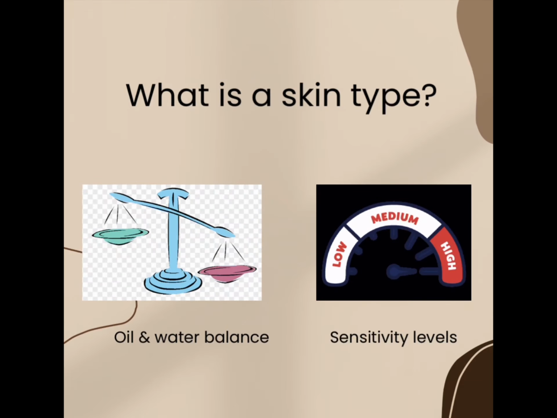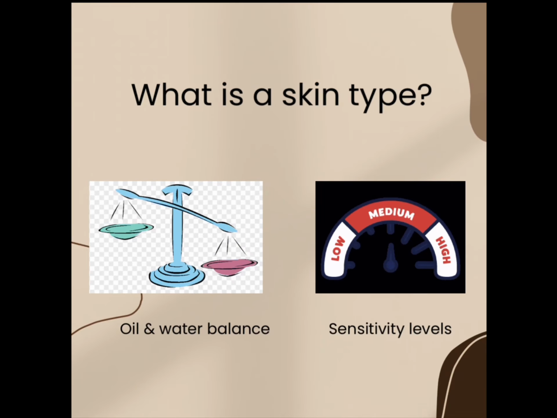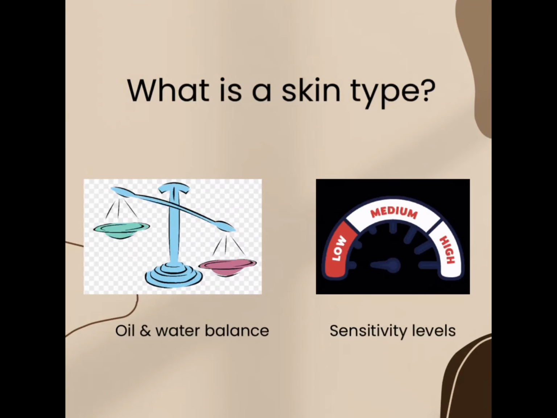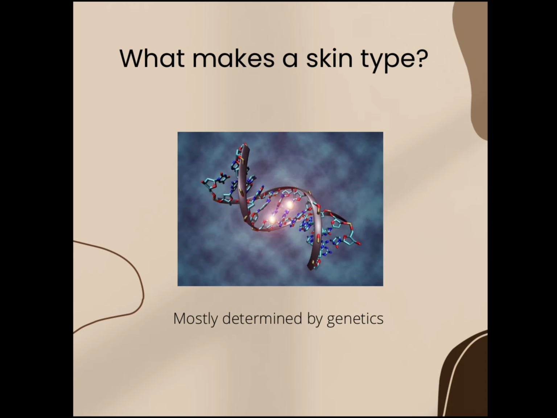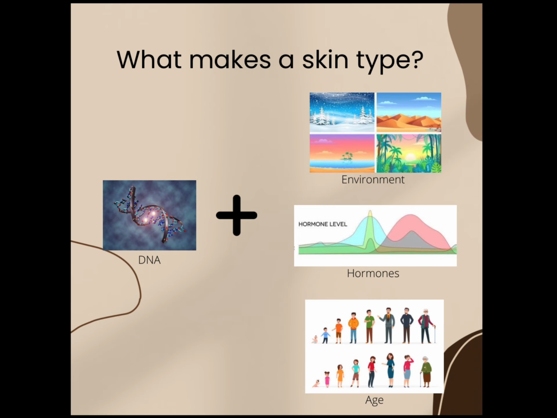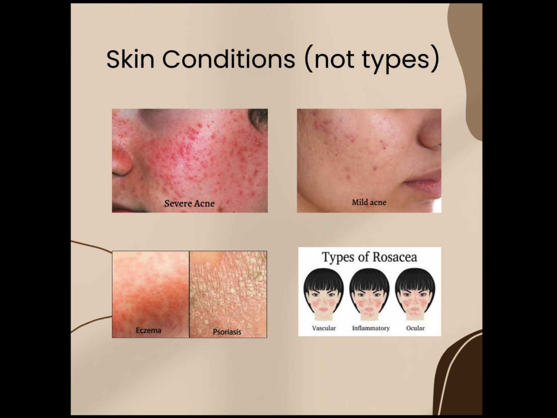So what is a skin type? Skin type is essentially an assessment of how much oil and water are in your skin and how sensitive your skin is. Those three things determine the basic care that your skin needs in order to be at its best. Overall, your skin type is based on genetics, but it can change over time based on your environment, hormones, and age. It's important to note that rosacea, acne, eczema, and things like that are not skin types. They're skin conditions which can be corrected. We will explore these in other videos.